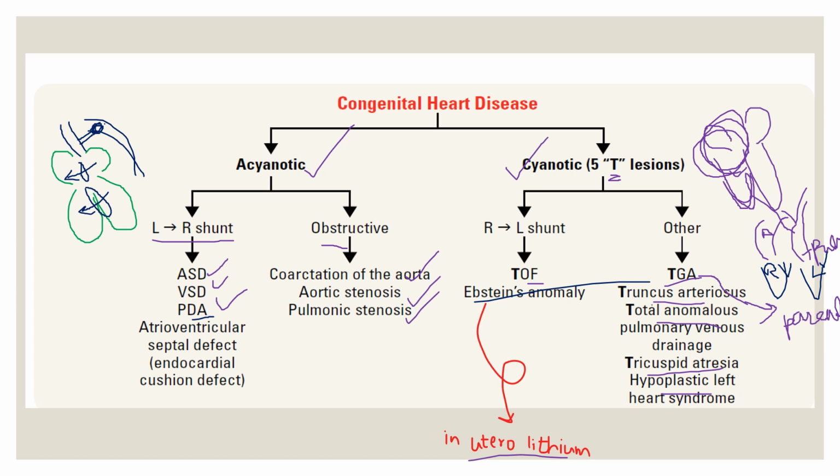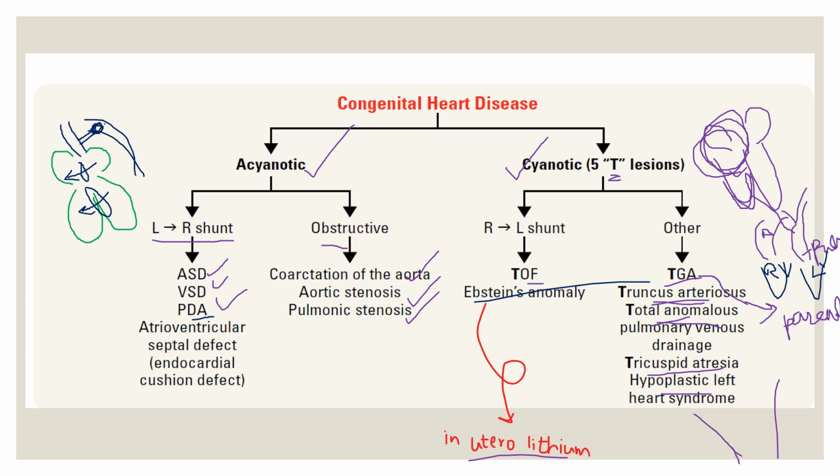Now what is truncus arteriosus? Truncus arteriosus means the aorta and pulmonary artery originate from a common trunk, that is called truncus arteriosus. Again, there is mixing and there is cyanosis. Total anomalous pulmonary venous drainage. That means the pulmonary veins are draining incorrectly. They are not draining to the left atrium, which they normally should, but are draining somewhere else. That is called TAPVC or TAPVD.